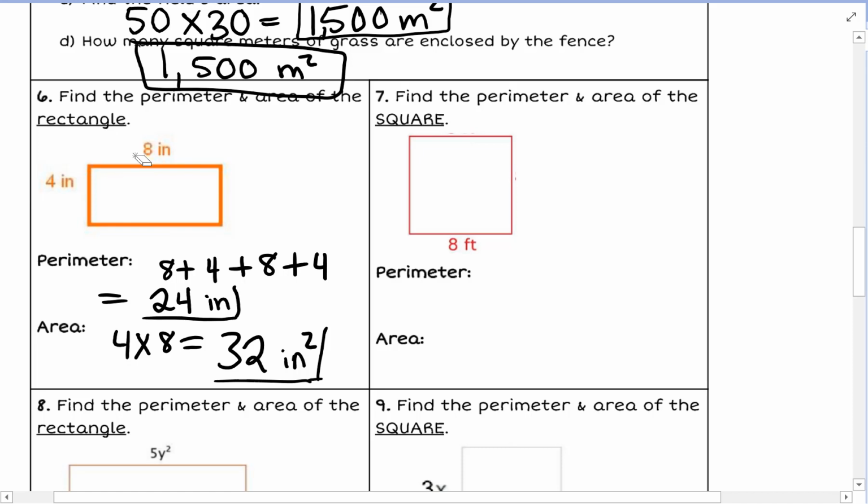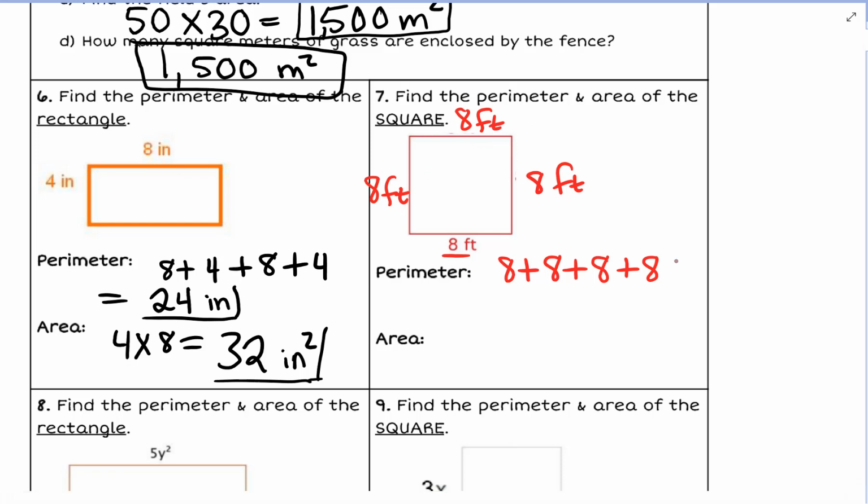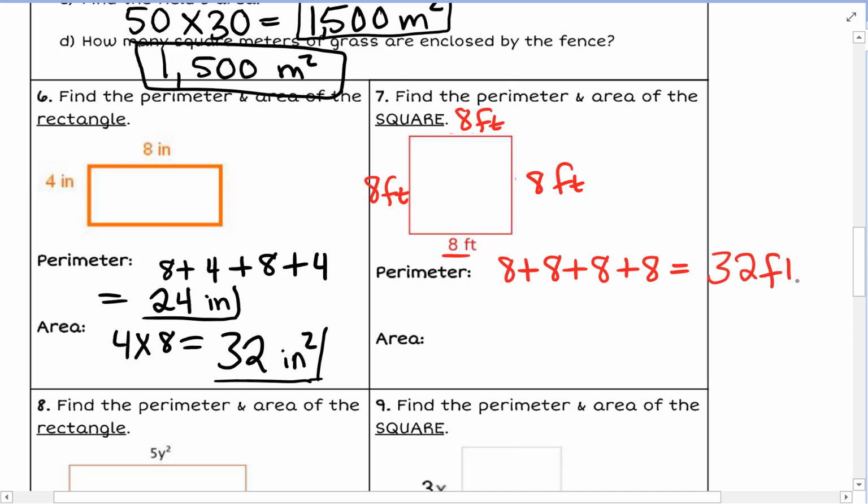Find the perimeter and area of the square. Ooh, what do you know about a square? All the side lengths of a square are the same. So, if one side length is 8 feet, this will be 8 feet. This will be 8 feet. And this will be 8 feet. All right, so our perimeter would just add up 8 plus 8 plus 8 plus 8. Or you could have noticed that there were 4 eights and multiplied 8 by 4. 8 plus 8 plus 8 plus 8 is 32, and that is feet.